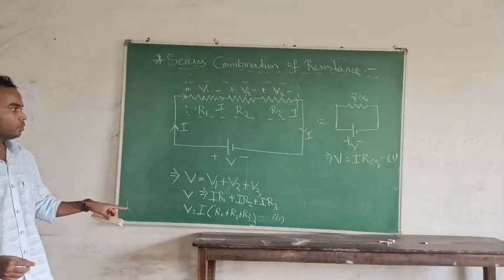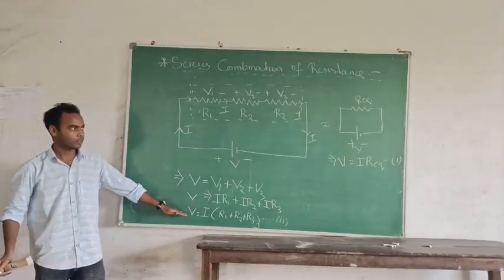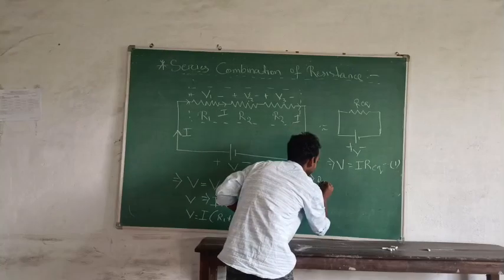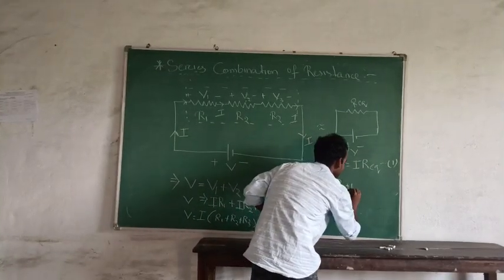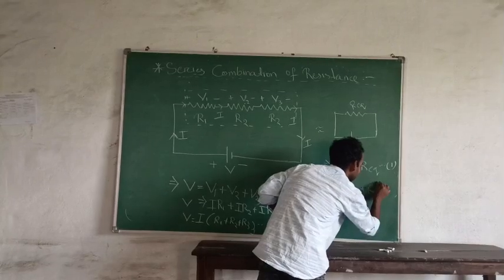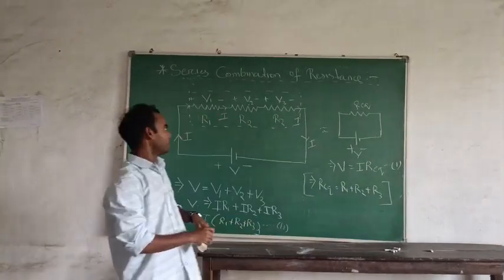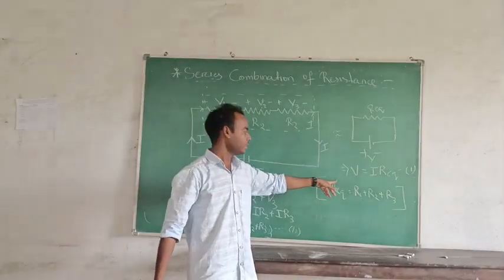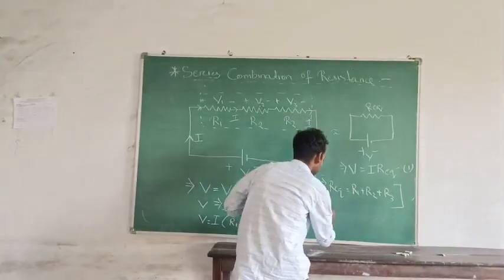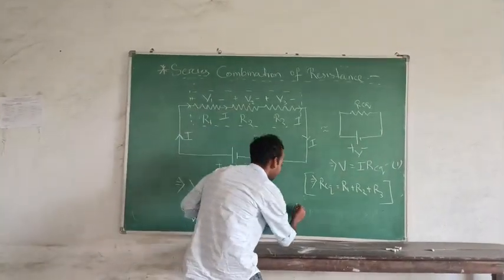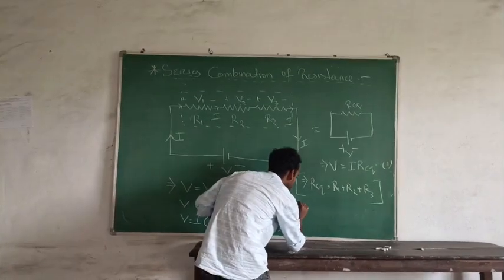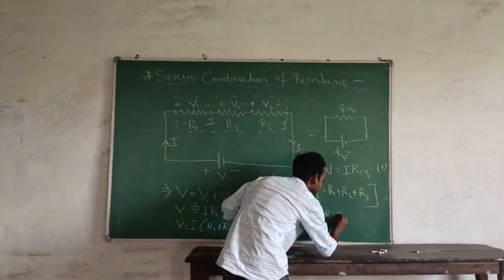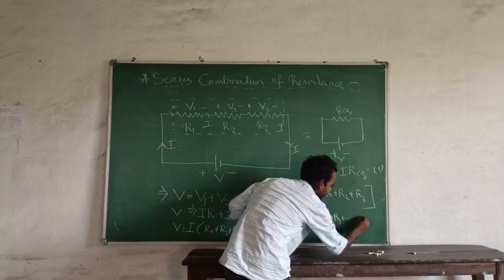From equation 1 and 2 we get R equivalent equals R1 plus R2 plus R3. So we can see that in series combination of resistance, the resistances simply add to each other. In a generalized way, I can write R equivalent equals R1 plus R2 plus R3 plus up to Rn.